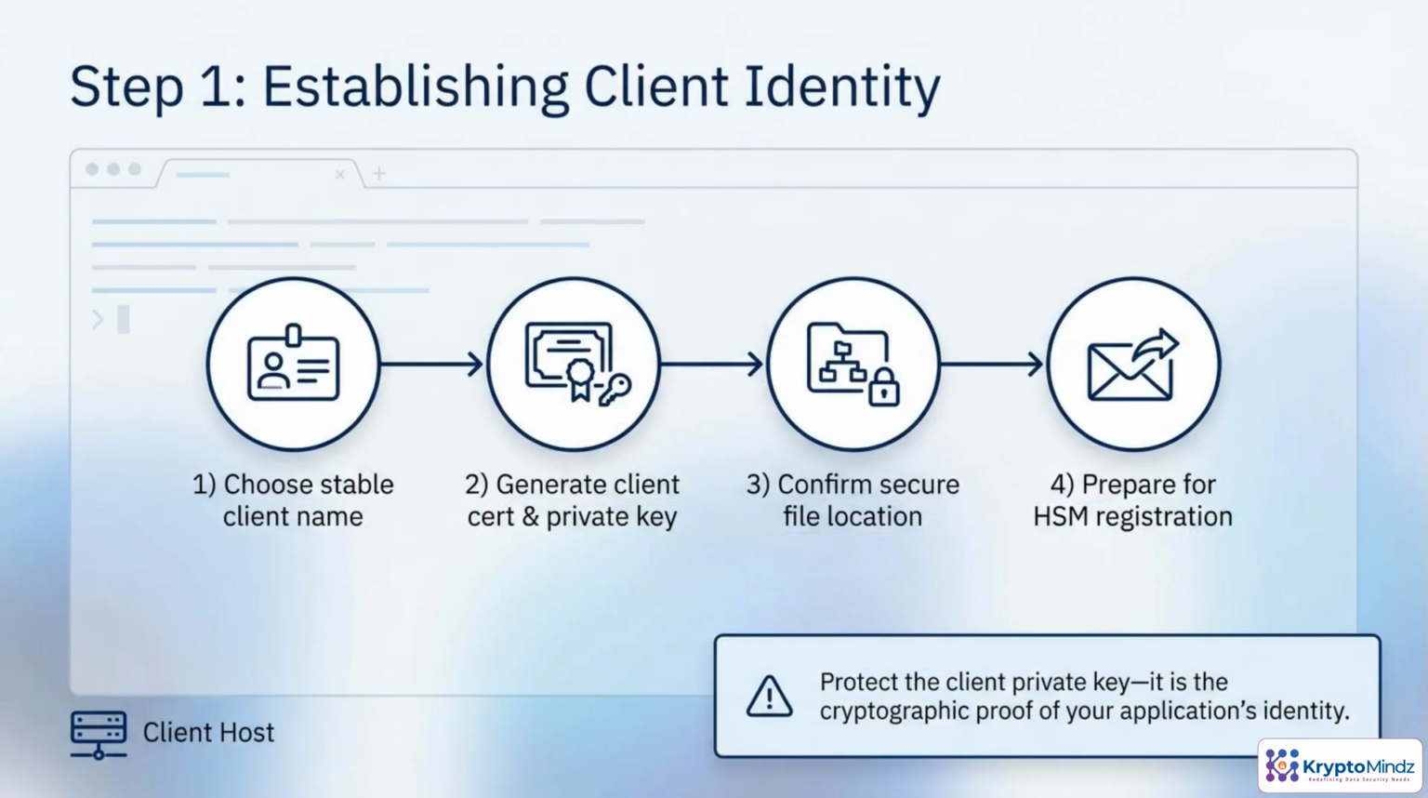For a client to participate in this trust model, it needs its own digital identity. You start by choosing a stable client name that aligns with your organization's naming rules, because this name will appear in logs and policies for years. Then you generate a certificate and private key on the client host, store them in a secure, well-documented path, and protect that private key carefully. It is the cryptographic proof of who the client is.